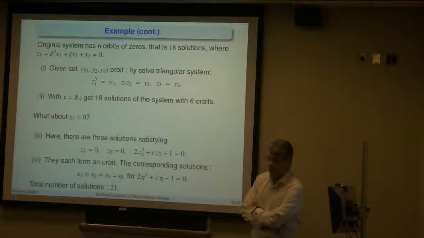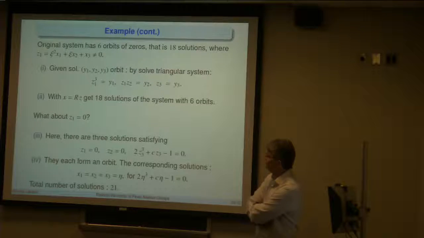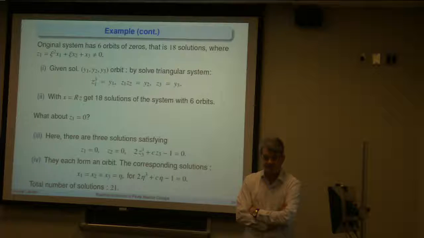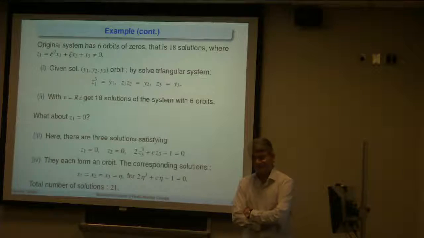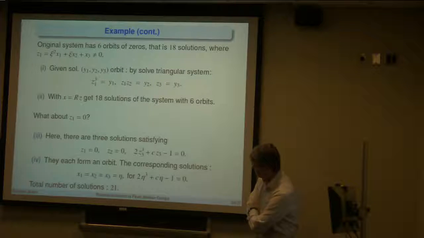And so now I can work backwards because I've got my triangular representation of the z's in terms of the y's. And so I can take solutions from y and put them in terms of z's, which in turn I can put in terms of solutions in x. And I can get 18 solutions in terms of x, and this system basically has 6 orbits. And then I have to worry about when z1 is 0, and then I write the system of equations. It turns out I get 3 solutions, and so I just find the solutions. Total number at the end of the day is 21.